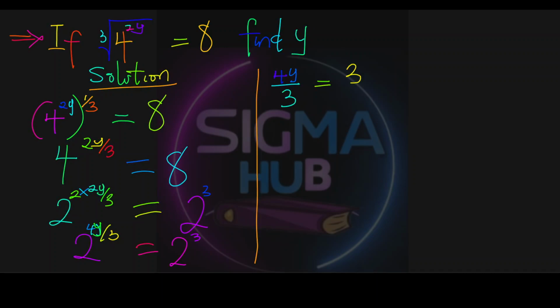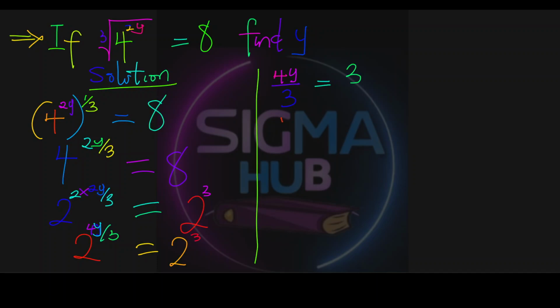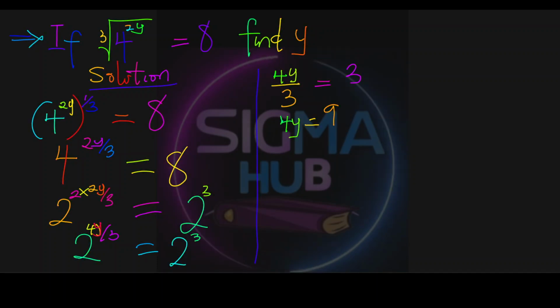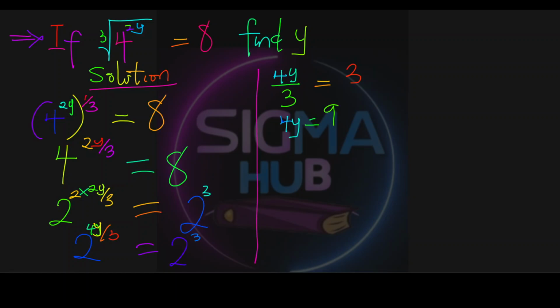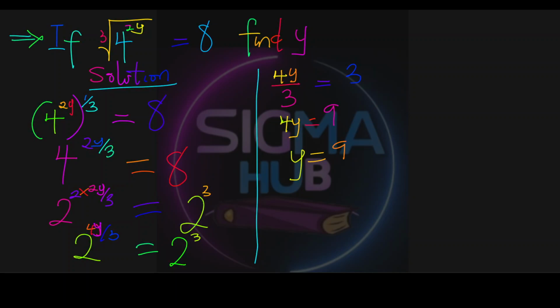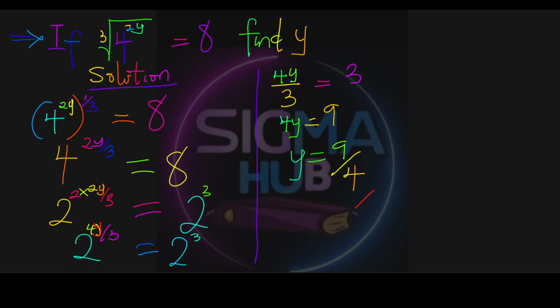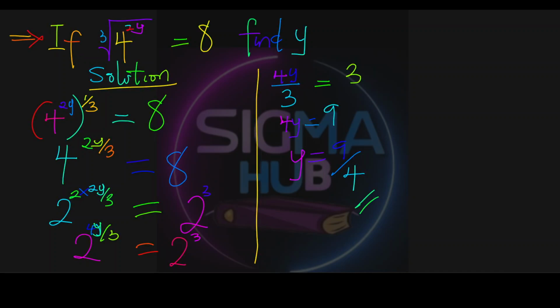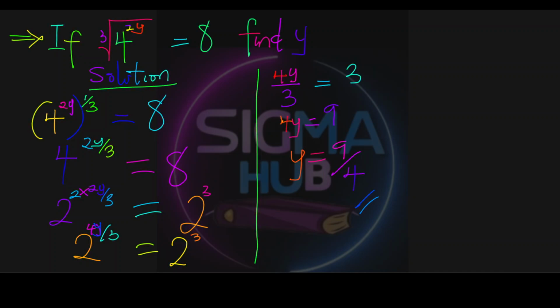So by doing cross multiplication, of course, we have 4y equal to 9. That's 3 times 3. And dividing both sides by 4, we have y equal to 9 over 4. And that's the answer. So y equal to 9 over 4. Let's move to the next exercise.